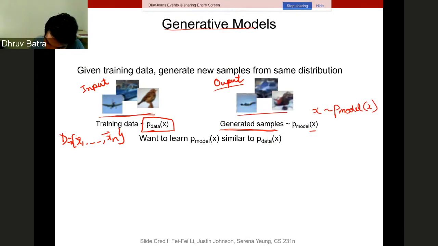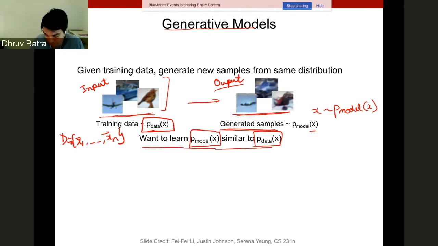And one way of doing this is I want you to learn a P of model similar to P of data. So I want you to learn the underlying distribution that I have this data from. For generative models, this is our goal. We have some input, some example images or some text. They come from an underlying distribution. We want to generate more of that type. This can be achieved by wanting to learn P models similar to P data. That's the density estimation part of it. This is density estimation right here.